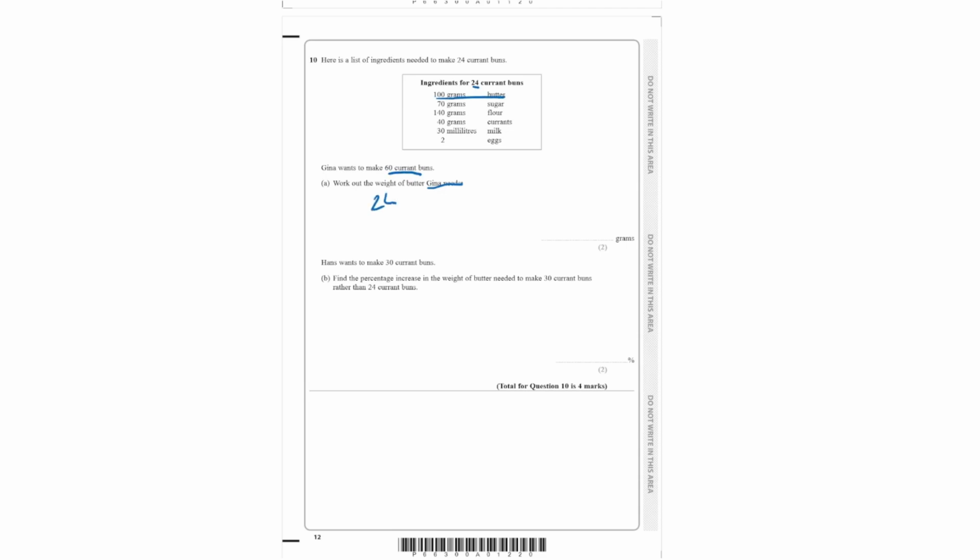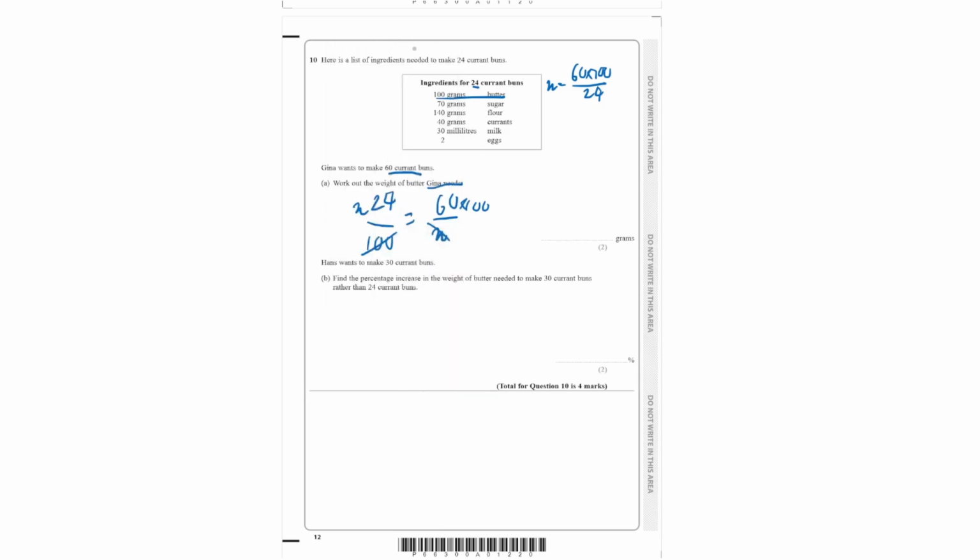So 24 currant buns is equivalent to 100 grams. Then that means 60 currant buns is equivalent to an unknown amount of grams, x. We can multiply both sides by x, and multiply by 100. So that means that when we divide by 24, 60 times 100 divided by 24 should give us our value. So let's calculate this. 60 times 100 divided by 24 gives us 250 grams of butter.